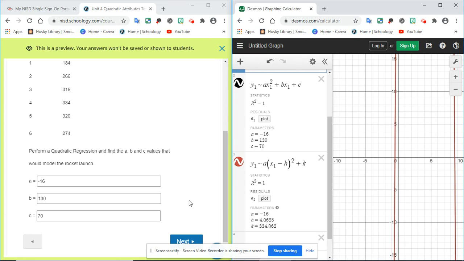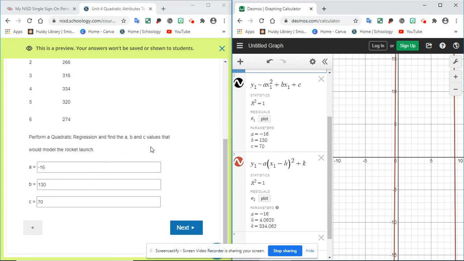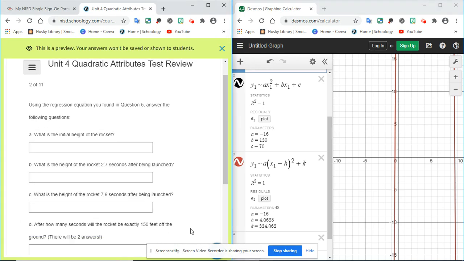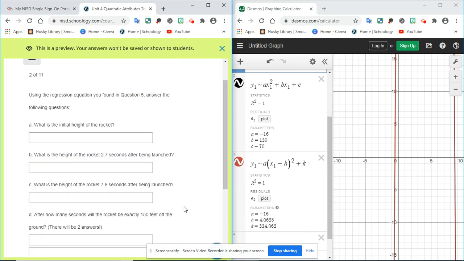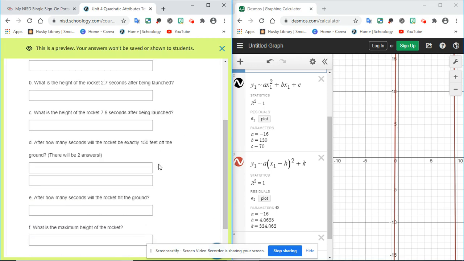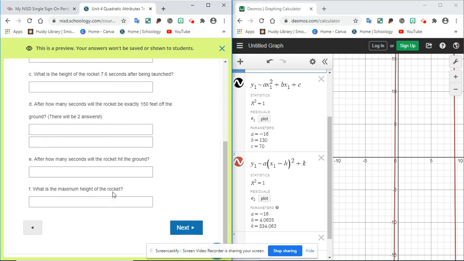Okay, now let's go to question number 2. This is just making the equations. Now that we have the graph, I can actually answer questions about this graph. And these are the questions that I'm really interested in answering. I want to know, what is the initial height of the rocket? What is the height of the rocket after 2.7 seconds? After 7.6 seconds, like where do I find this rocket that we're dealing with? And then when does it hit the ground? All of that kind of stuff.